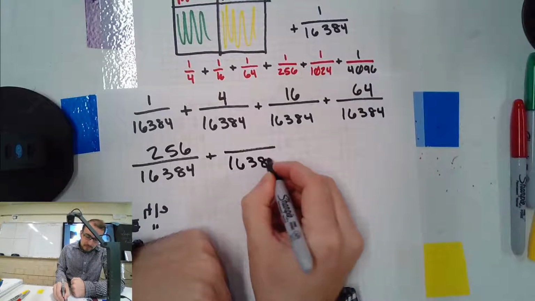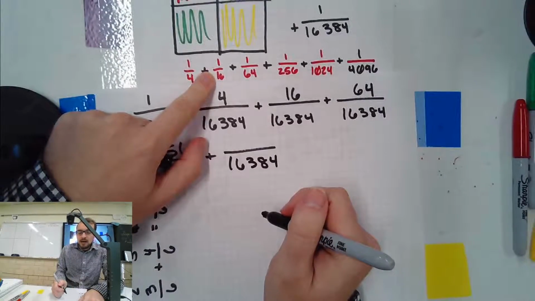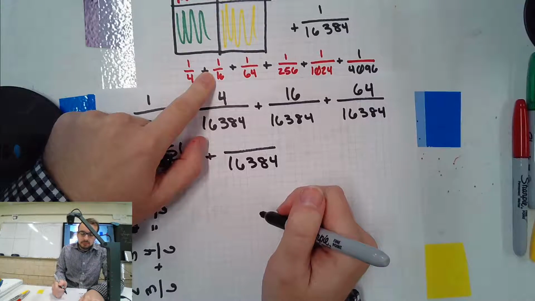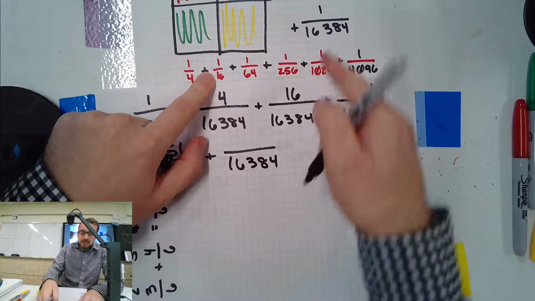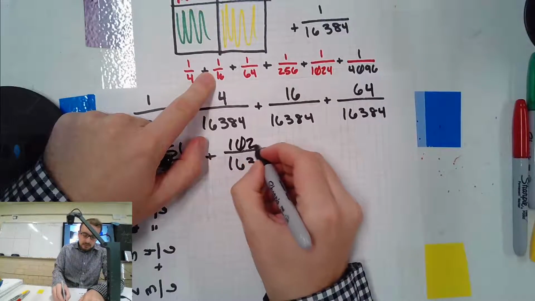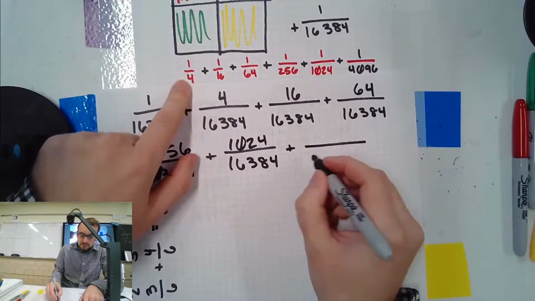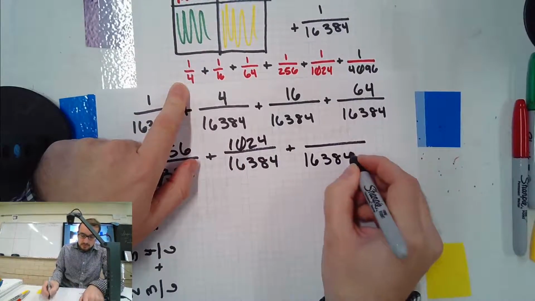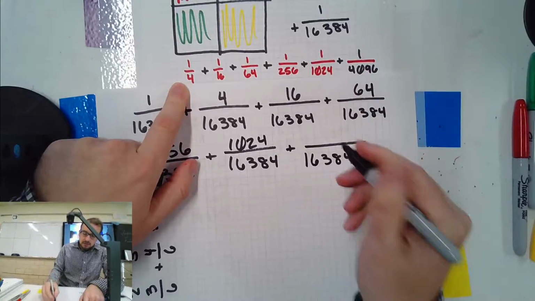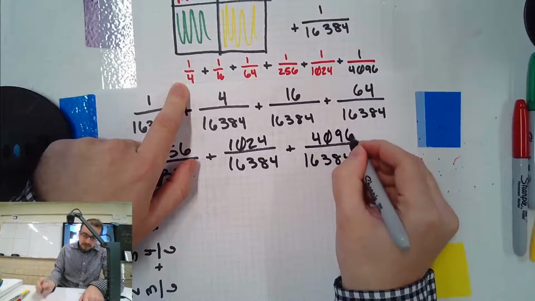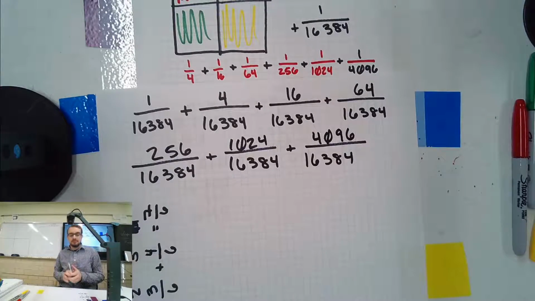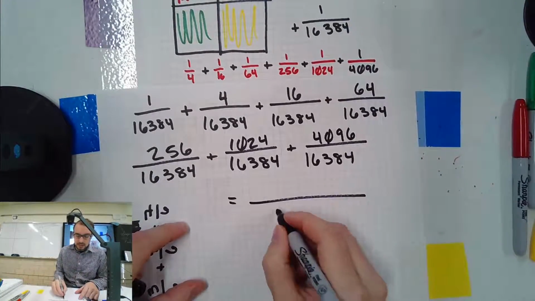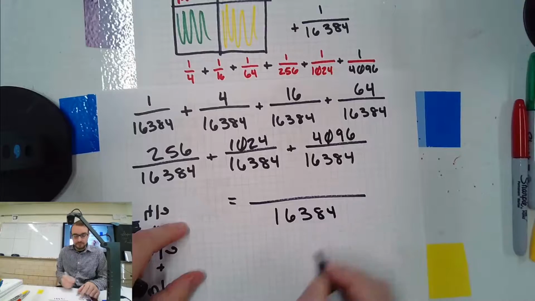That's right. This guy. I'm going to multiply by what, Zayden? That's right. And that's going to get me this. Last one. Going to multiply by 4096. And now they have all common denominators. So our answer is going to have a common denominator of 16384.